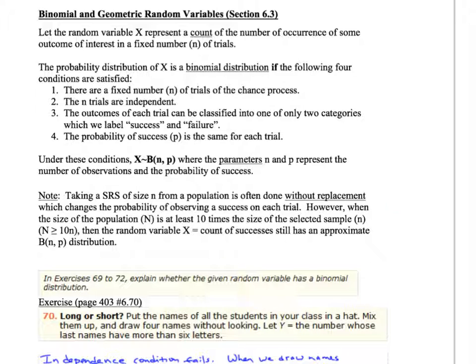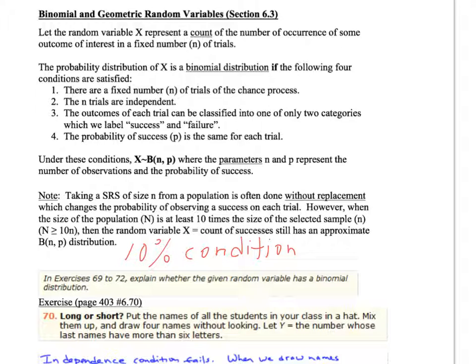Special note. Most often when we take a simple random sample of size n from a population, we do so without replacement. This is going to change the probability of observing a success on every trial. However, as long as the size of the population, which we'll call uppercase N, is at least 10 times the size of the sample, lowercase n, then the random variable X still has an approximate binomial distribution. We'll ignore the fact that we've technically destroyed the independence condition, as well as the same probability of success on every trial. So in the future, we're going to call this the 10% condition. And the idea is the size of the sample can be no larger than 10% of the population.